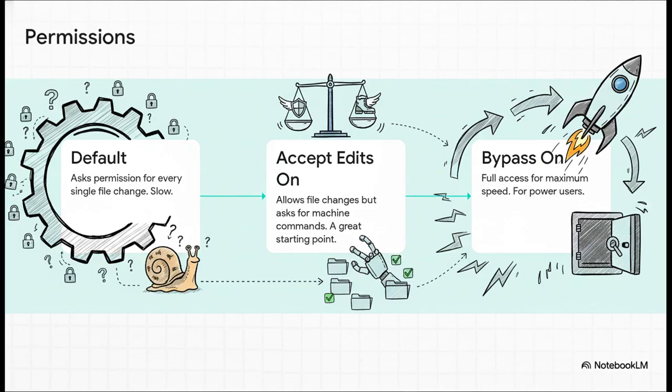Now, this is crucial when you first start: understanding permissions. The default setting is, well, it's slow. It asks you for permission for every single little file change. Then you have the total opposite, bypass permissions, which is super fast but gives Claude full keys to the kingdom, which can be a little scary. For beginners, the absolute sweet spot is right in the middle, accept edits on. This lets Claude make file changes freely, but still asks for your OK before it runs any major commands on your computer. It's the perfect balance of safety and speed.